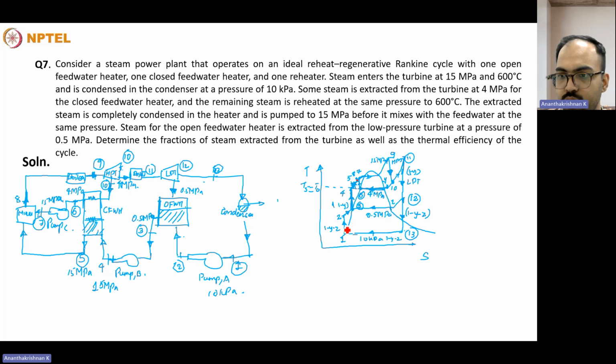So once we know Y, we can move to the open feed water heater. Just like the previous case of the closed feed water heater, we do the open feed water heater's energy balance. Here the energy balance and mass balance, total fluid will be mixing together. So Z into H12 plus 1 minus Y into H2 will give us 1 minus Y into H3. We know the other enthalpies, and we already know Y from the closed feed water heater, so we can calculate Z from here. Then we can move into the mixing chamber and we'll get the value of its enthalpy.